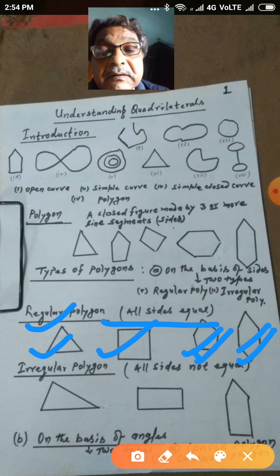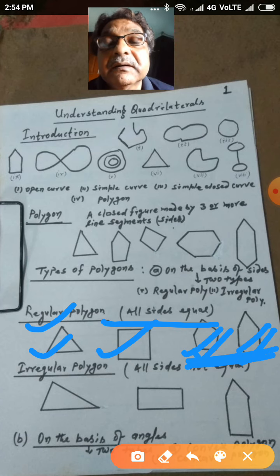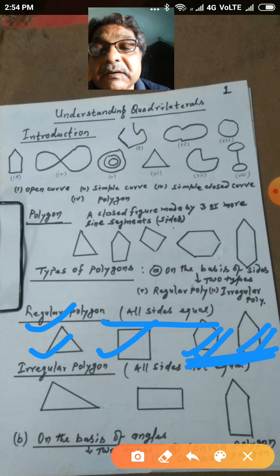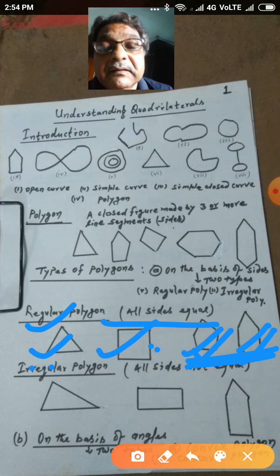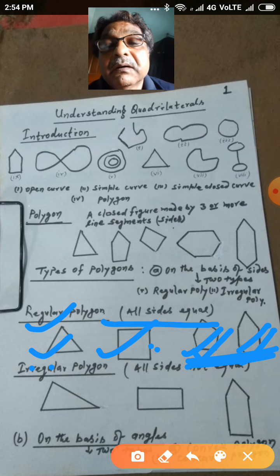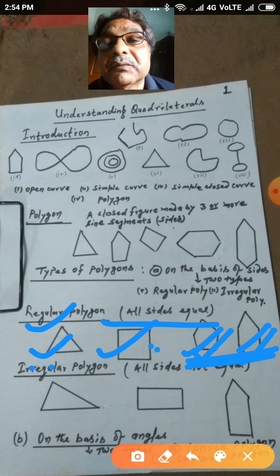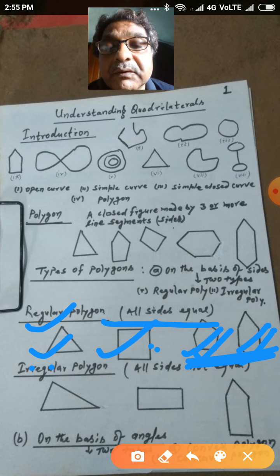Means in those figures we have to add the word regular before the name, because unlike the equilateral triangle and the square, there is no specific name for a polygon having equal sides when the number of sides is 5 or more. So actually the word regular is added before the name of the polygon.